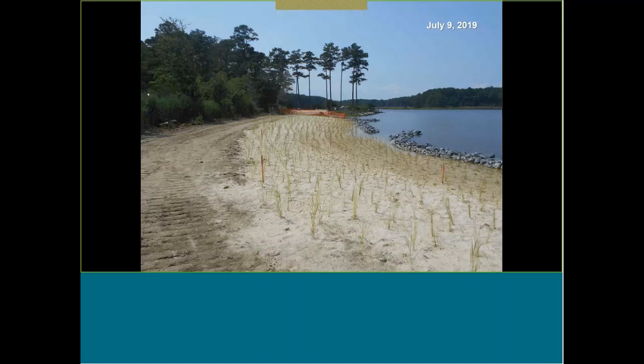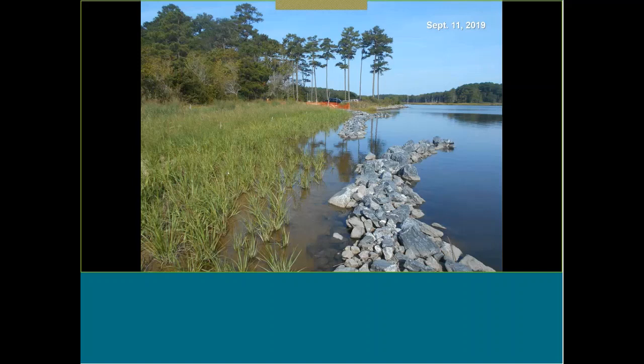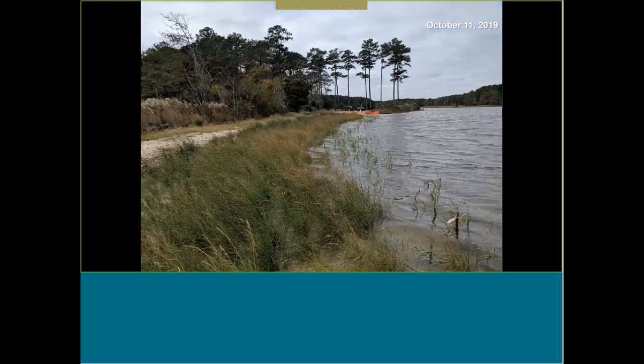This is the site the afternoon after it was planted, so July 9th, just a little over a year ago. One month later, still kind of hair club for men look here, but you're starting to see things green up. By two months later, really looking like a marsh. We were really impressed at how quickly the vegetation established on this site. Starting to go into seasonal senescence.